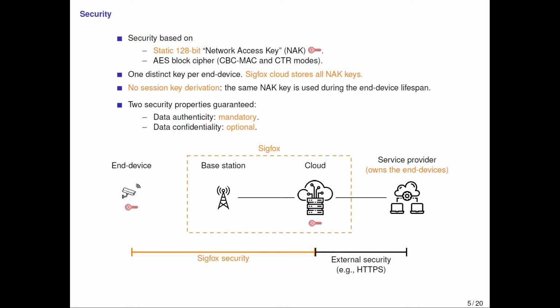Sigfox provides two security properties: data authenticity, which is mandatory, and data confidentiality, which is optional. These properties, guaranteed by Sigfox, aim at protecting the radio interface, that is, the messages exchanged in the uplink and downlink directions between the remote end device and the Sigfox cloud. Other security mechanisms are also used between the cloud and the service providers, such as TLS, for instance. But this presentation focuses on how the radio interface is protected.